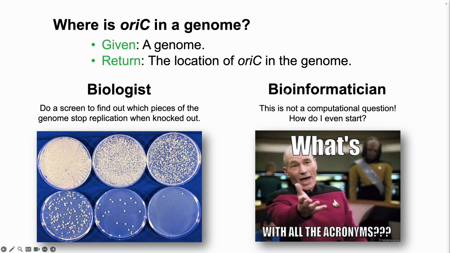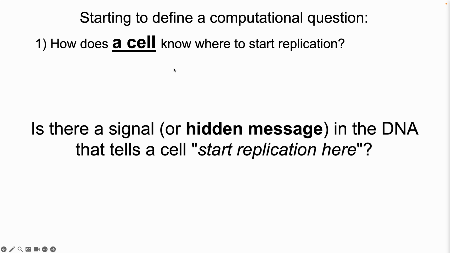For the bioinformatician, not all of those solutions are ones that we're going to go after. This is not really a well-formed computational question, because looking for a pattern is a next-level question, but that's sort of where we're headed. How do we turn this into a computational question? Starting to define it, we can ask: how does the cell know where to start?